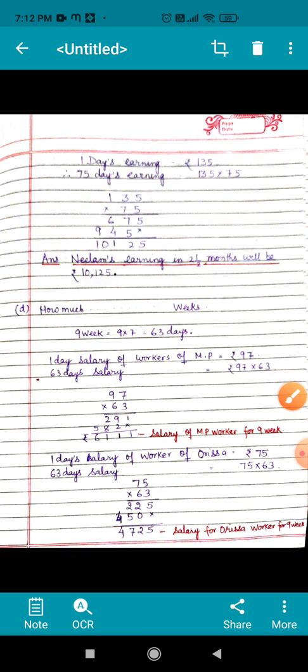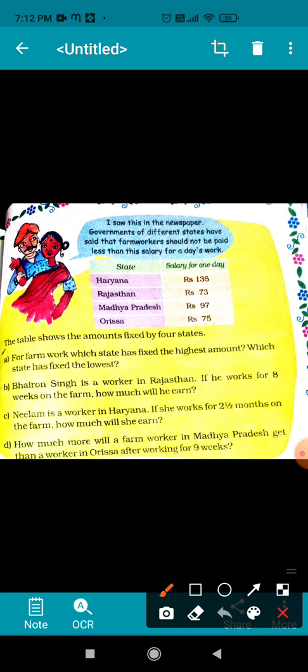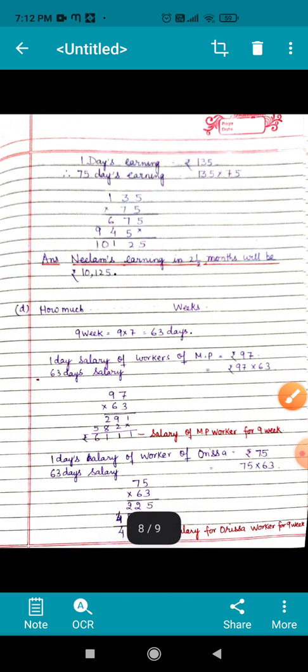Okay, now let us see the next question. Here, how much more will a farm worker in Madhya Pradesh get than a worker in Odisha after working for 9 weeks? Here you can see 1 day salary of an MP worker is 97 rupees and 1 day salary of an Odisha worker is rupees 75. Now you have to calculate for 9 weeks first. Here you can see I have done for you.